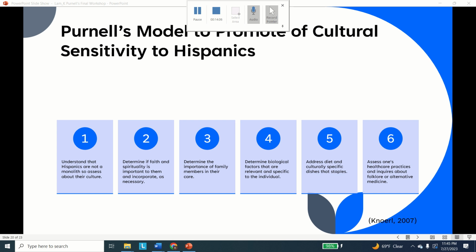Determine biological factors that are relevant and specific to the individual. Address diet and culture-specific dishes that are staples to them. For instance, using oil or lard might be something that's important to them, so you want to find ways to decrease that while remaining culturally sensitive. Assess one's healthcare practices and inquire about folklore and alternative medicine, because a lot of times they do turn to folklore medicine before they turn to Western medicine.